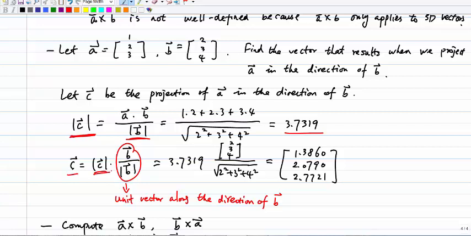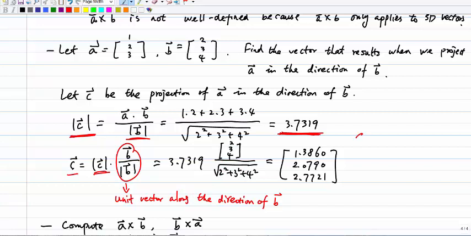Okay. So the direction will be just the B vector divided by the B vector's own magnitude, which will give a unit vector along the direction of B. So this will be the already computed norm, the length of C will be just 3.7319, and you times the B vector divided by its magnitude. Okay, 2 squared plus 3 plus 4 squared is 2, 3, 4. Okay, after you do that, you get this.